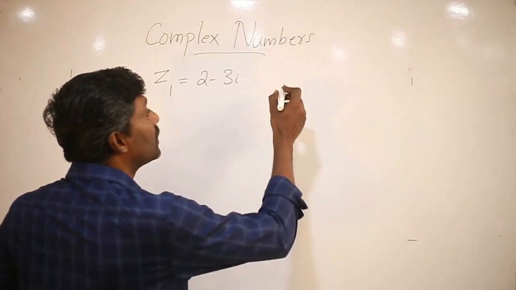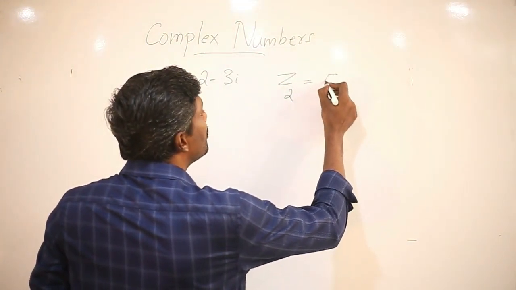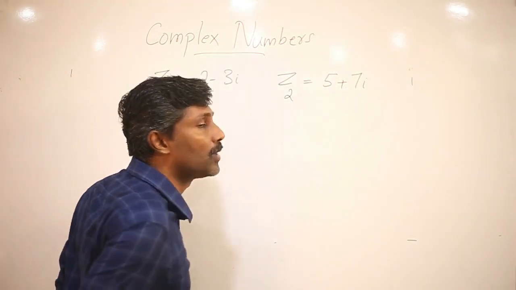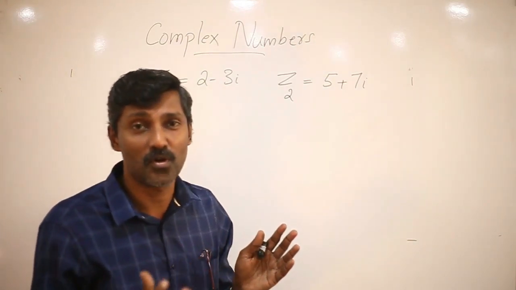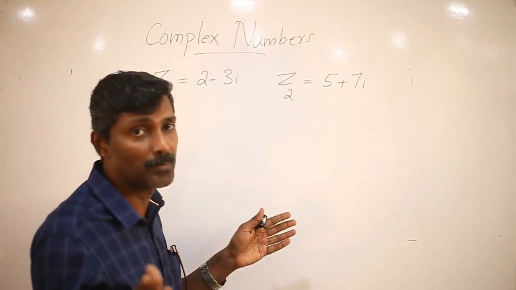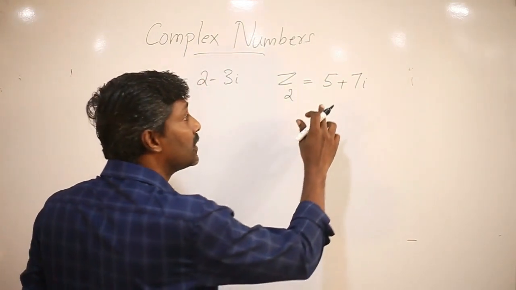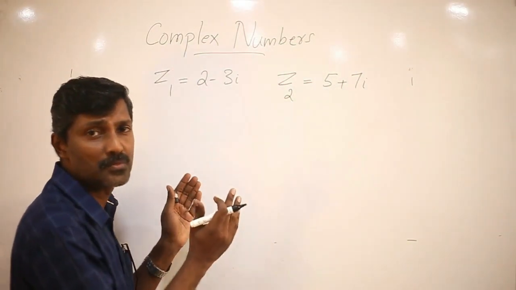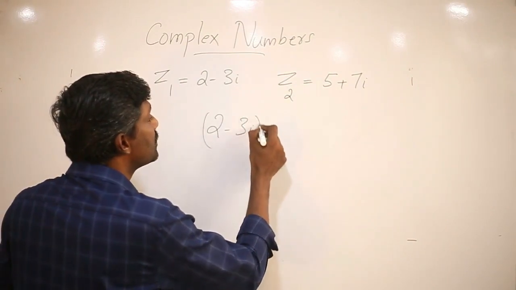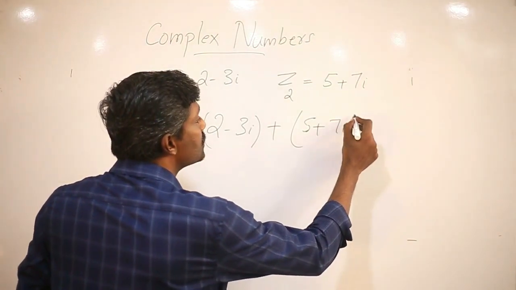And if I give you another complex number, say Z2 equal to 5 plus 7i. Now my question is, how do we add these two complex numbers? Very simple. You just take the two real parts. Which is the first real part? It is 2. Which is the second real part? It is 5. So add these two numbers. I will write it in brackets: 2 minus 3i plus 5 plus 7i. This is what we are supposed to do.